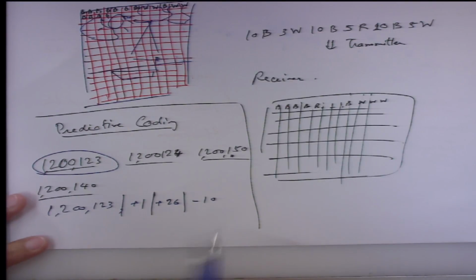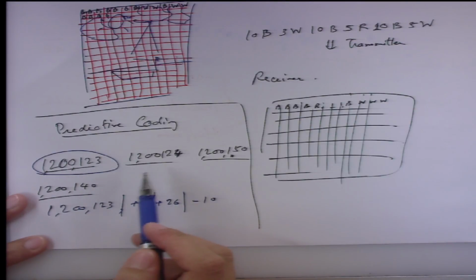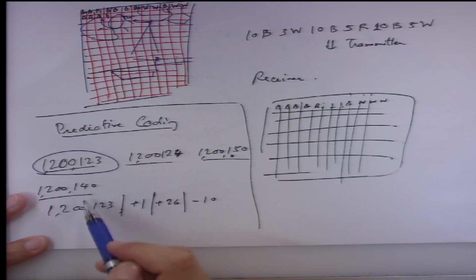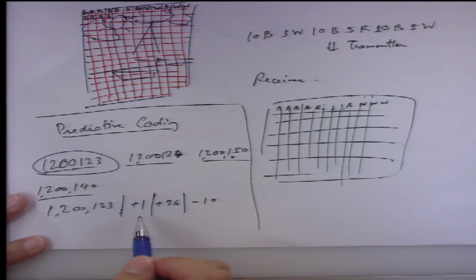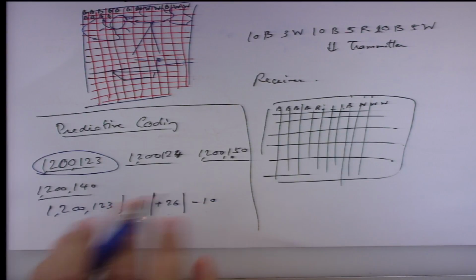So instead of sending 1 million every time and having to send many bits, you can send the first value and then just tell the receiver, plus 1 for the next one, then plus 26, and then minus 10. This is good when the value is high but the difference is low.